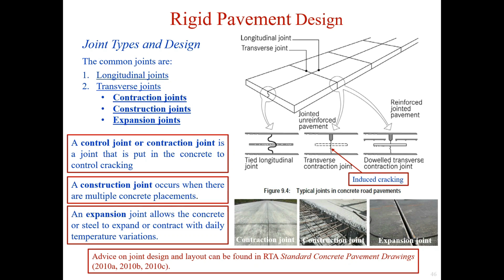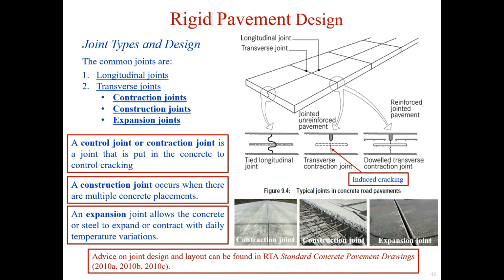Normally, these joints do not require any load transfer device, as it can be achieved by the interlocking of aggregates. Some projects also use dowel bars to fully bond the concrete.